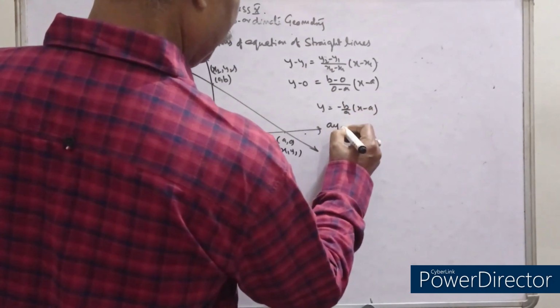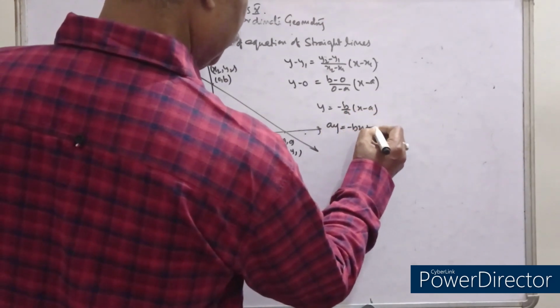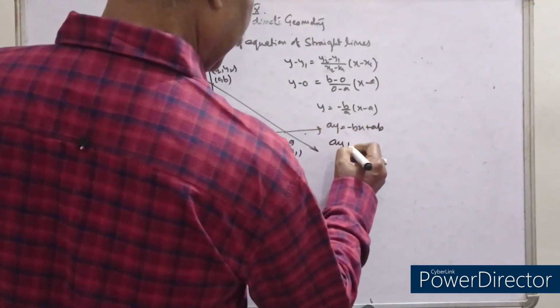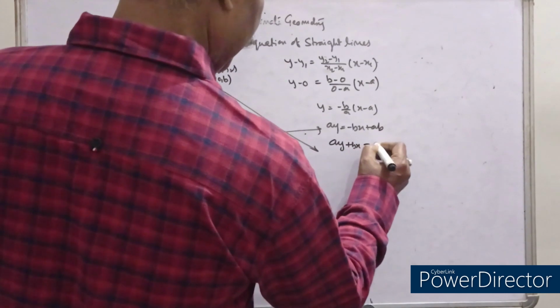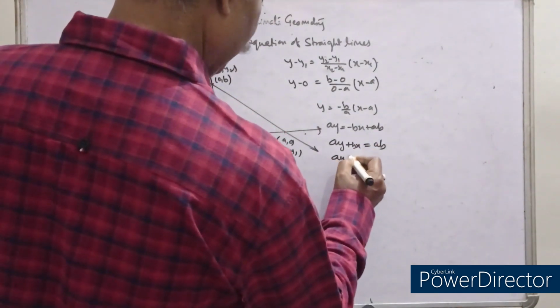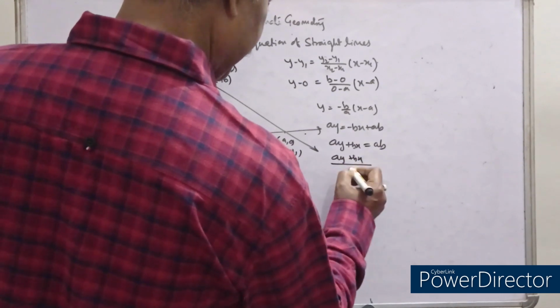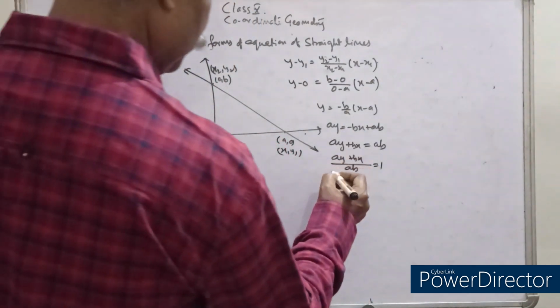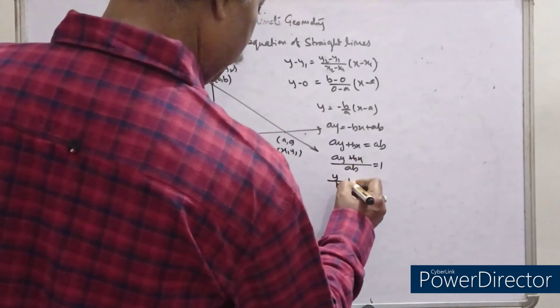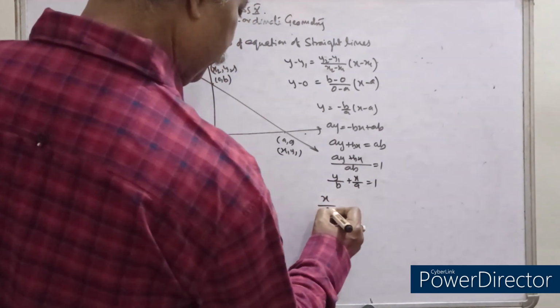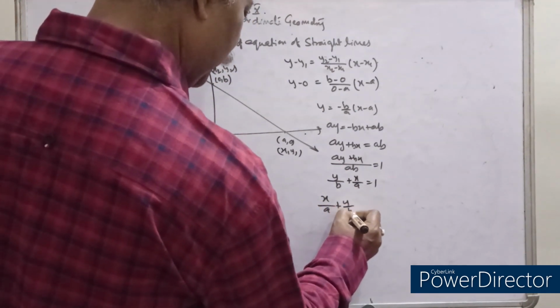So ay is equal to minus bx plus ab. So this is equal to ay plus bx is equal to ab. Dividing both sides by ab, this will be ay plus bx by ab equal to 1. Now this will be equal to y by b plus x by a equal to 1. So x by a plus y by b equal to 1.